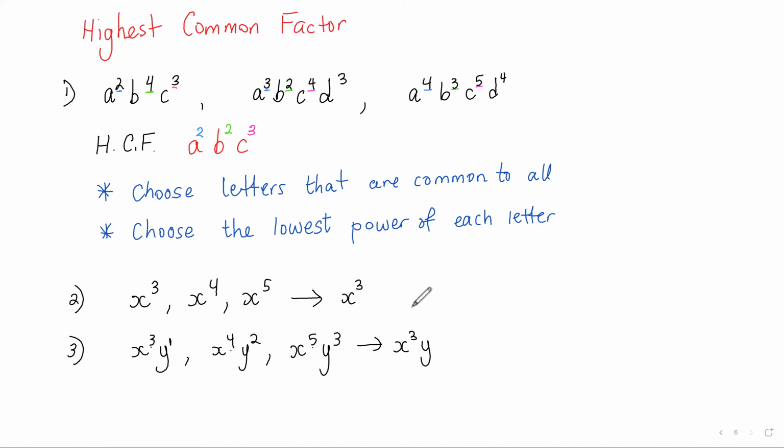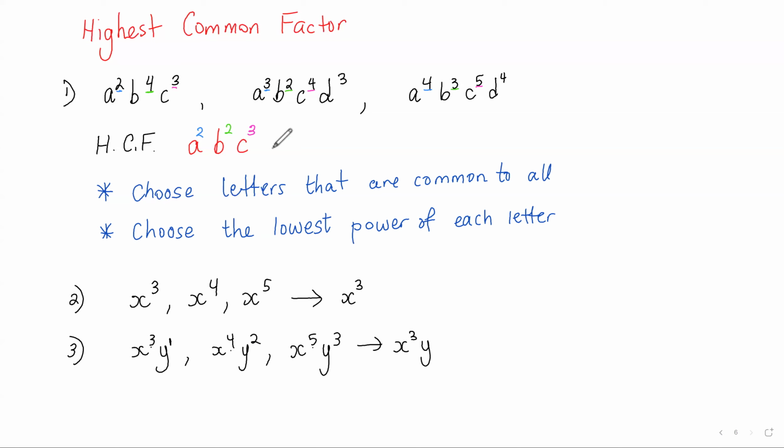Right? So the highest common factor will be x cubed y. The two steps to identify the highest common factor when you have terms with indices is to first choose the letters that are common to all of them, and then choose the lowest power of each letter.